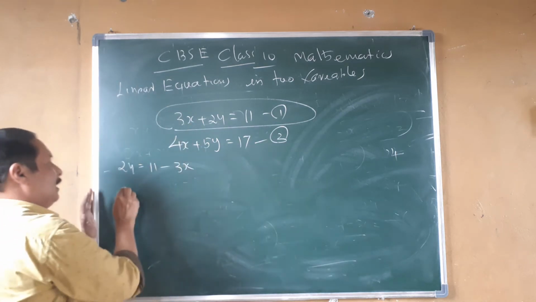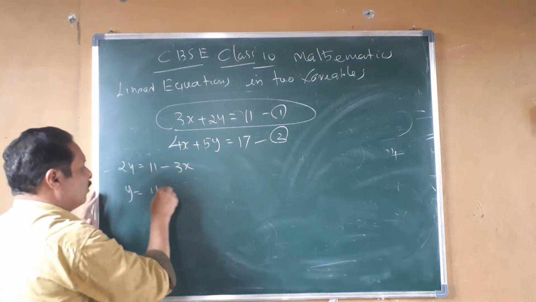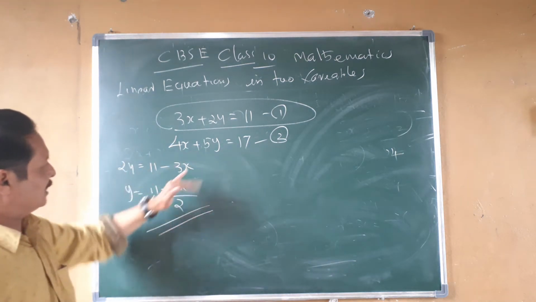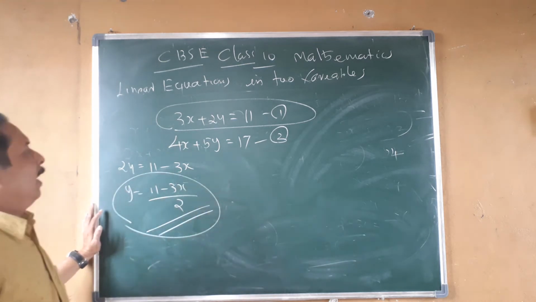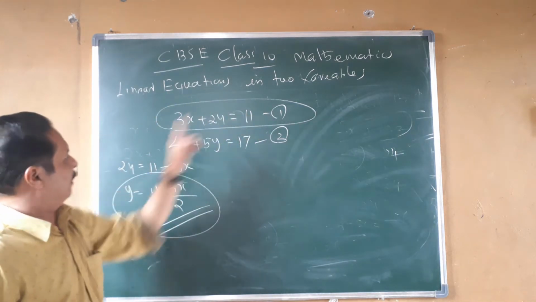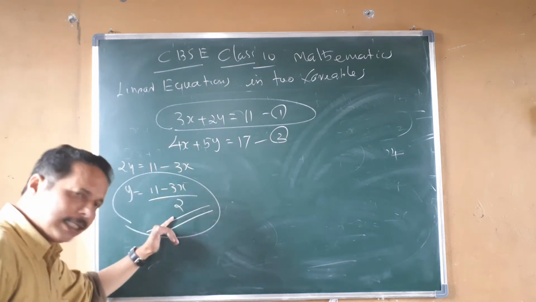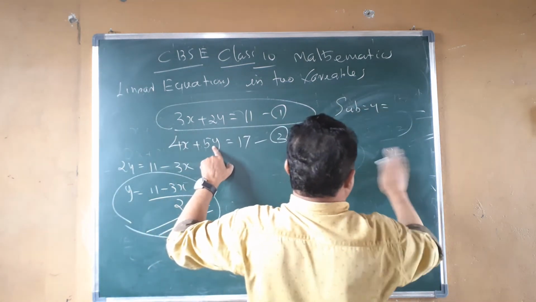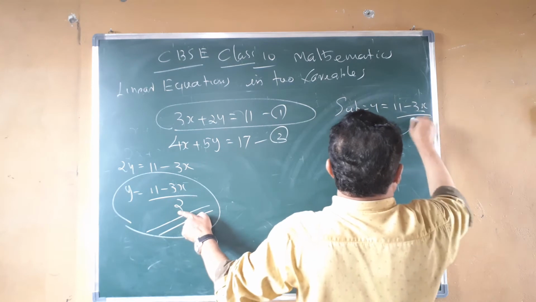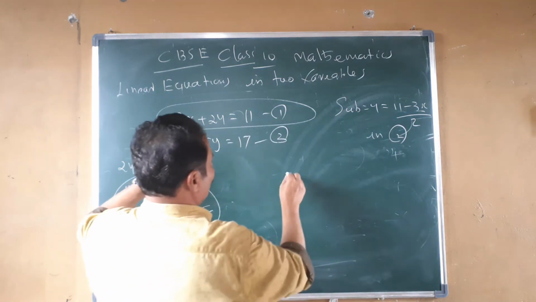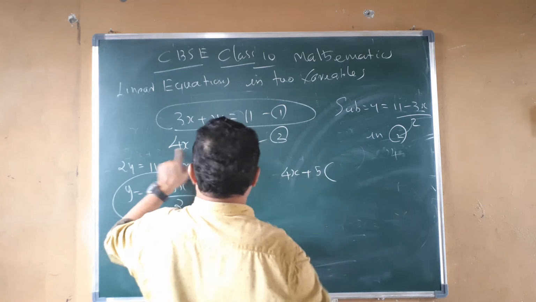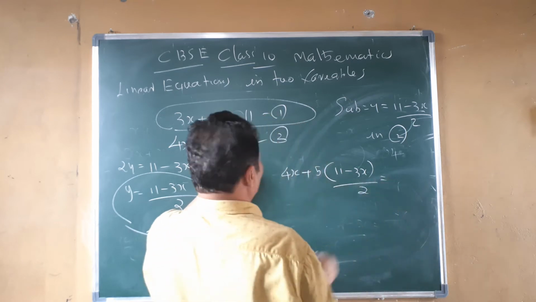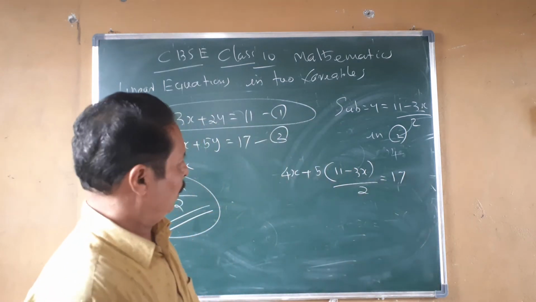2y equal to 11 minus 3x, y equal to, into 2 transferred to that side is divided by 2. You get the value of y. Once again, 2y equal to 11 minus 3x, y equal to 11 minus 3x by 2. Then you substitute this value here. Substitute y is equal to 11 minus 3x by 2 in equation number 2. Here, 4x plus 5 into 11 minus 3x by 2 equal to 70. Is it clear?